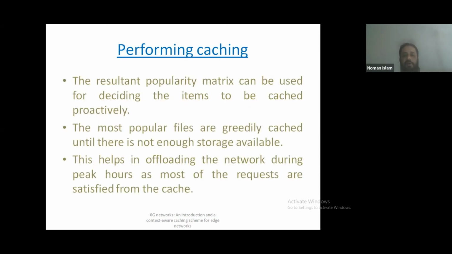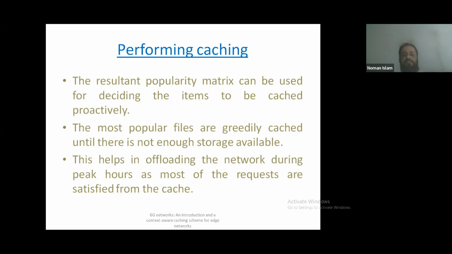So how do we perform caching? The resultant popularity matrix can be used for deciding the items to be cached proactively. So here we are performing the caching proactively. We are anticipating that if a particular item is going to be used in the future, we can probably cache it such that in the future the same request is not generated.